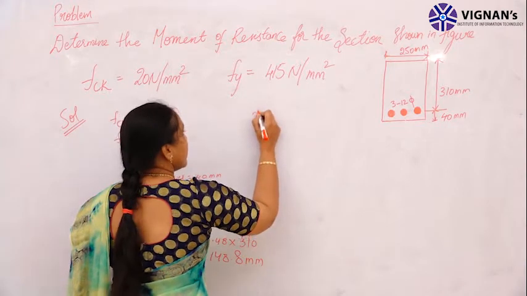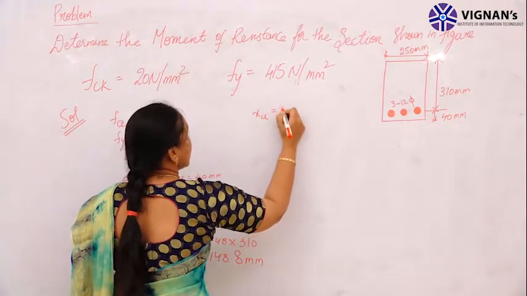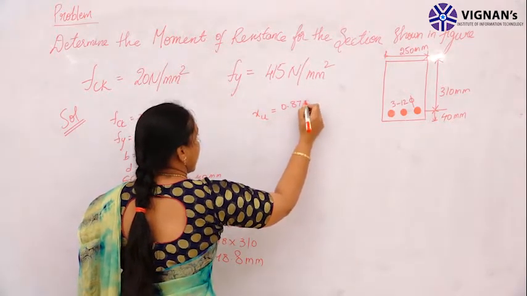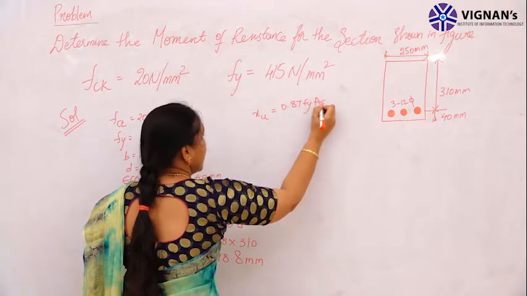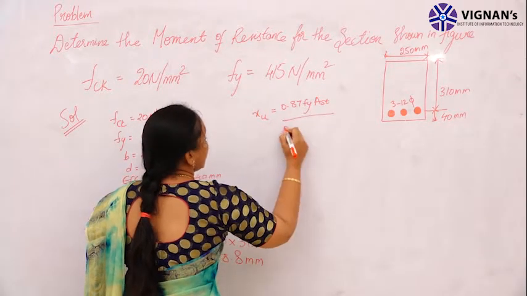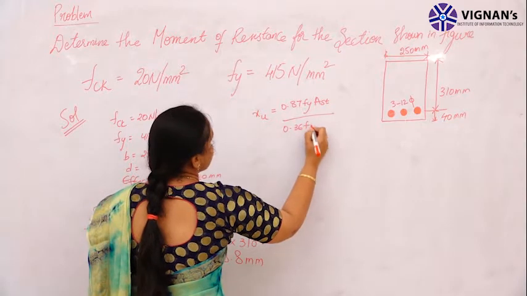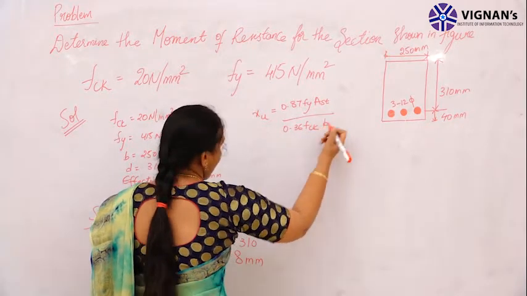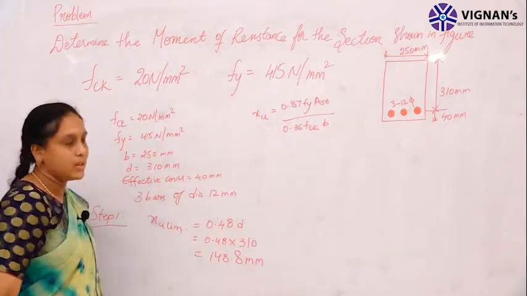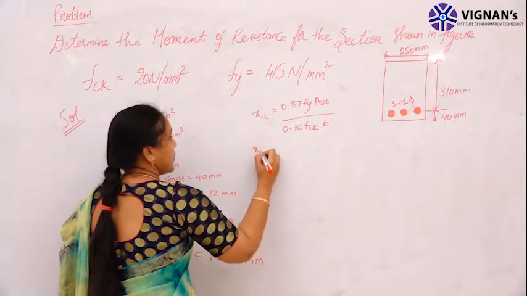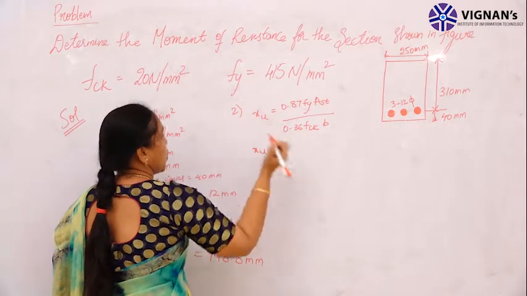The next step is to find out the neutral axis depth xu. So how will we find out the value of the neutral axis? We have already discussed. It is 0.87 fy into Ast divided by 0.36 fck into b. You know all the values. Substitute all the values here. This is step 2.